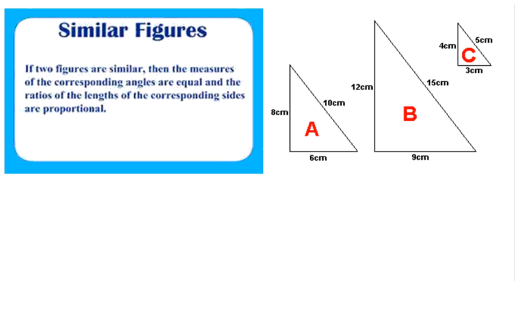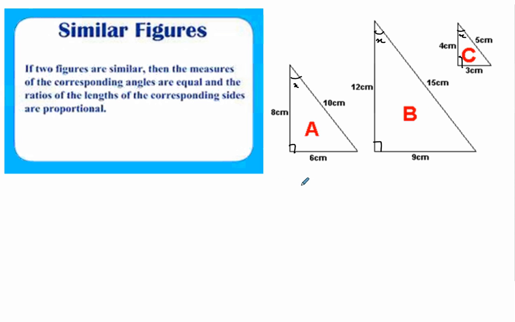Okay. So, as I just mentioned, two figures are similar if the measures of the corresponding angles are equal. So you can tell these are all right angles. And of course, these angles will be the same, and so will the other one. And the ratios of the length of the corresponding sides are proportional.